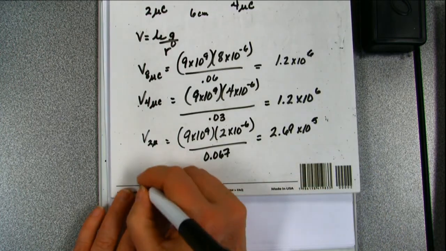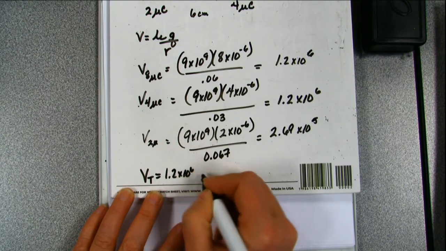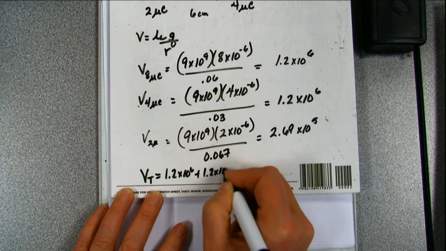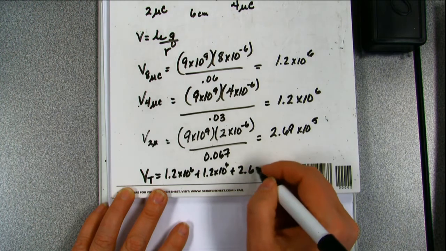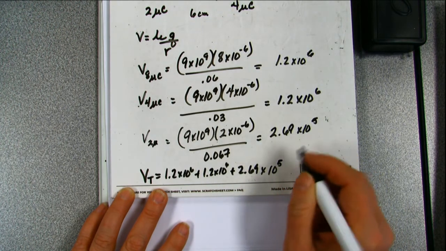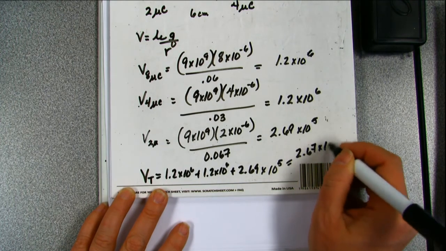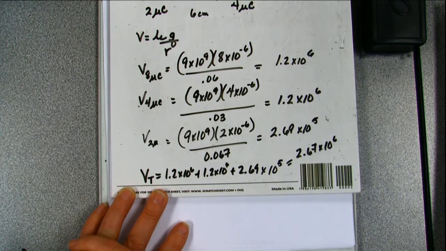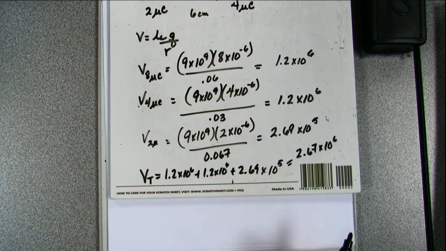And now we just look at the potential total, and it works out that I have 1.2 times 10 to the sixth plus 1.2 times 10 to the sixth plus 2.69 times 10 to the fifth. And when I add all that together, this ends up being 2.67 times 10 to the sixth. Now, if it turns out that this is a negative charge, I put in a negative sign here. I have to keep track of my sign charges in order for this to work.